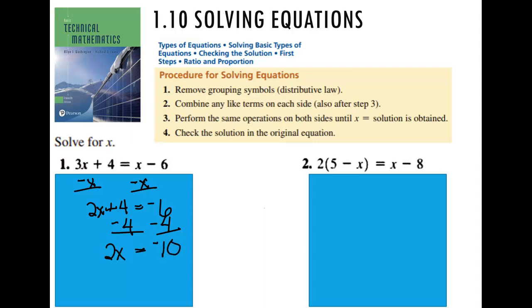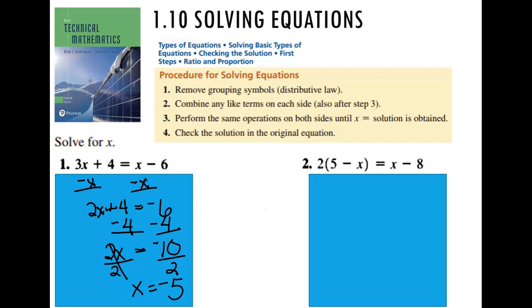And then since it's 2 times x, to undo multiplication, we need to divide. So I'm going to divide on both sides by 2 so that this cancels out, and that leaves us with x equals negative 5.